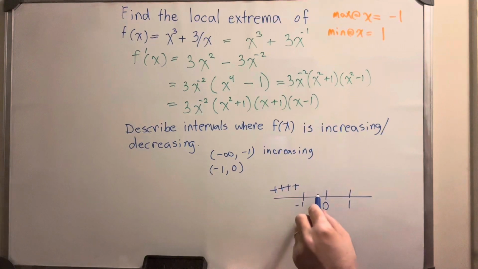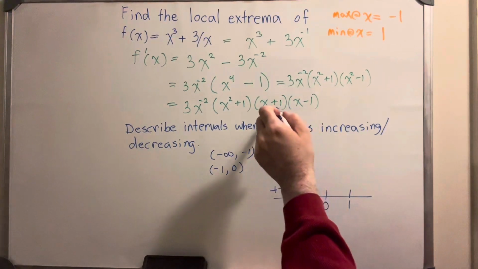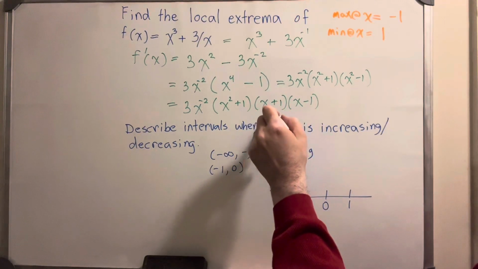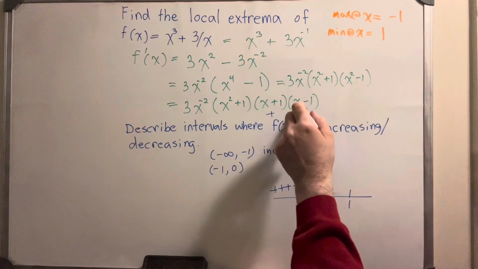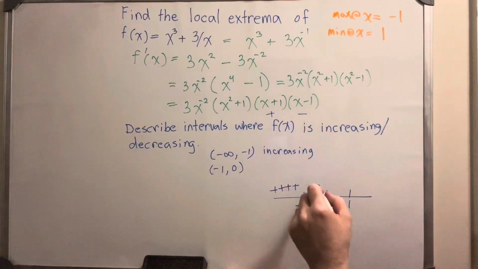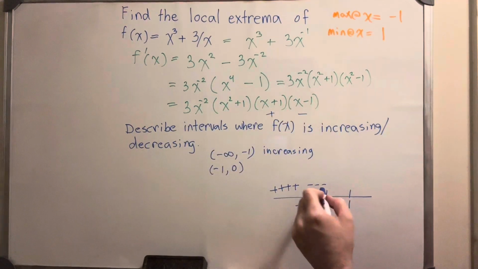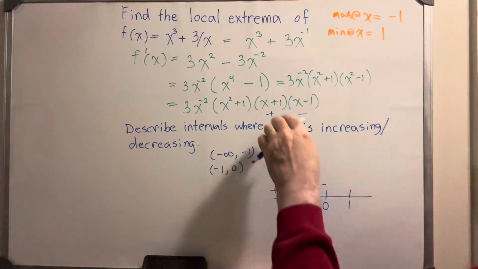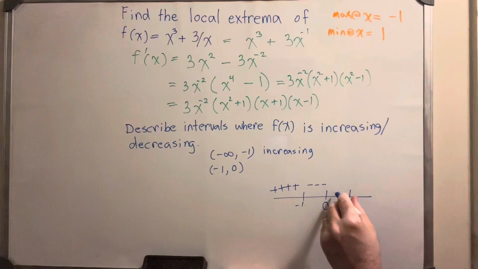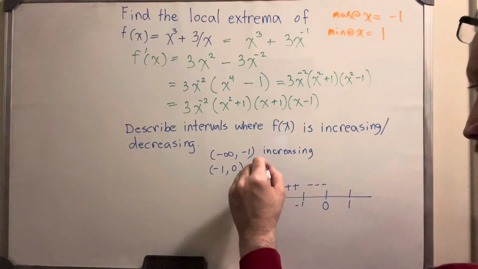Now, a small negative number plus 1, this would be positive. Small negative number minus 1, this would be negative. Positive, positive, positive, negative. This would be negative. This would be a decreasing interval. How about a small positive, decreasing.